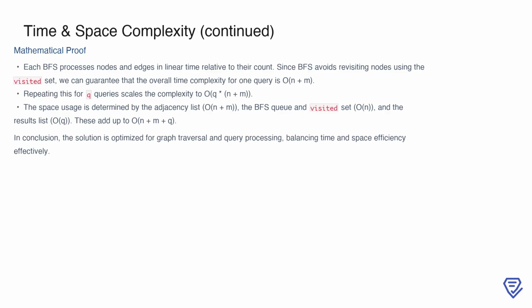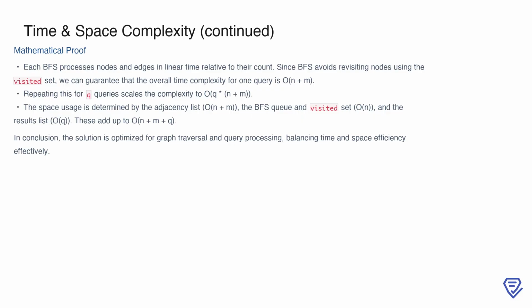Finally, let's solidify our understanding with a mathematical justification. Each BFS processes nodes and edges in linear time relative to their count. By using a visited set, we guarantee that no node is revisited, ensuring that the time complexity for one query is O(n + m). When this process is repeated for q queries, the complexity scales to O(q * (n + m)).